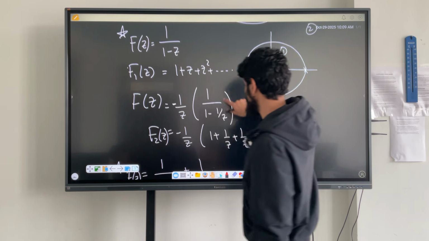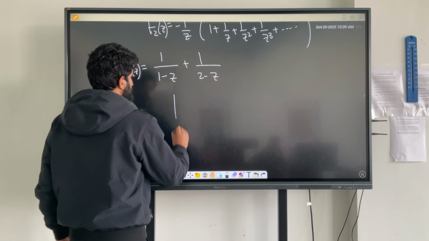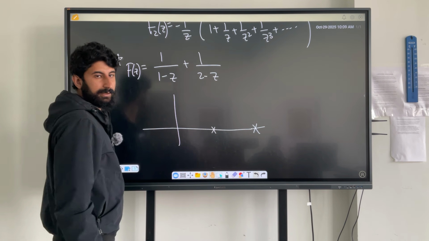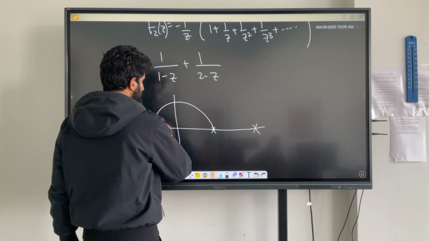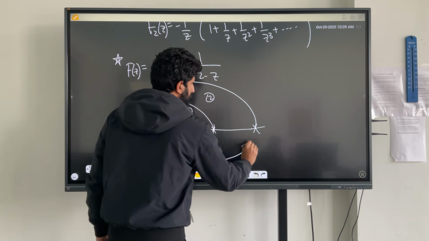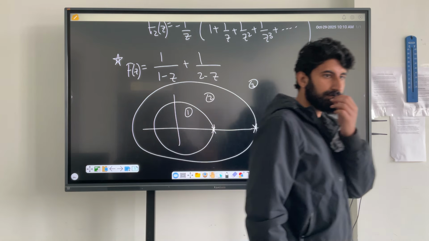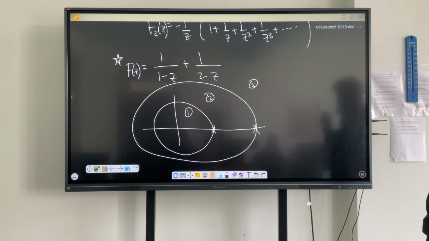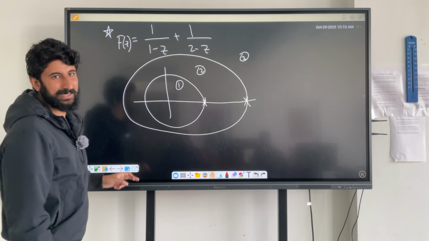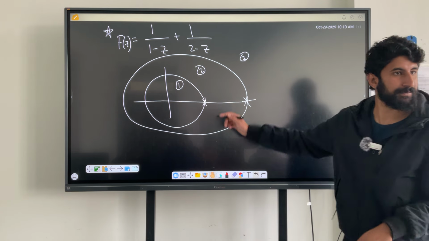Okay, good. So how many poles? Two poles. Where? z equal to 1 and z equal to 2. Right? So how many series should I have? Region 1, region 2, and region 3. Is it fine? Okay. I hope I am doing things rightly because I didn't prepare for this. Okay, let's do region 1.